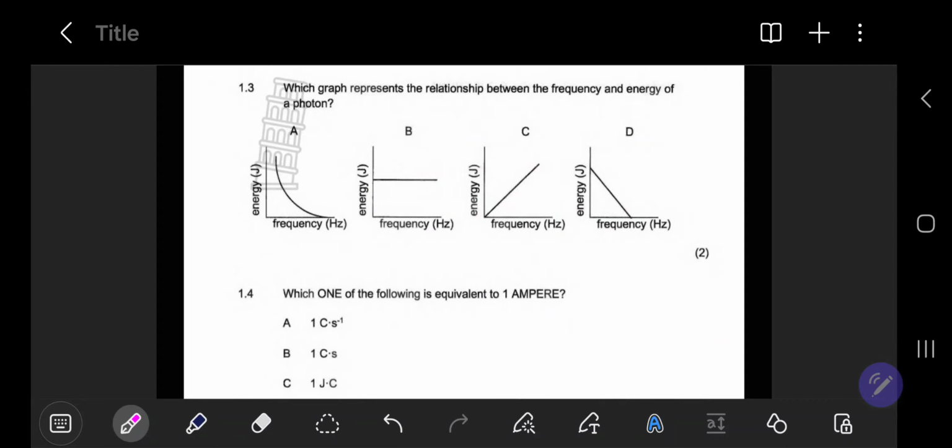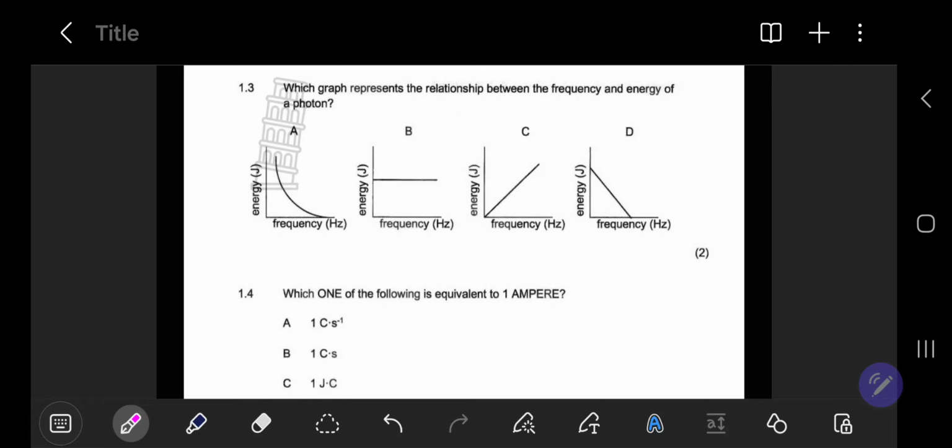1.3 says, which graph represents the relationship between the frequency and energy of a photon? Now, this is testing you on electromagnetic radiation. And what we learned there is that the higher the frequency of the photon, the higher the energy. If you think of your electromagnetic spectrum, where we start off from radio waves, we go on to microwaves, and then we increase all the way up until gamma rays. What we notice is that from left to right, frequency increases.